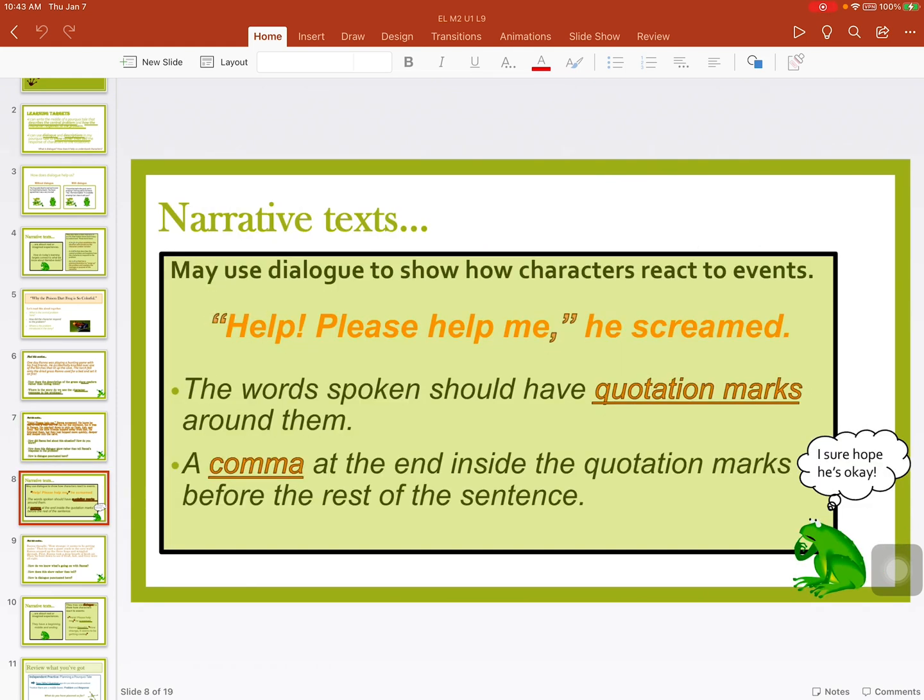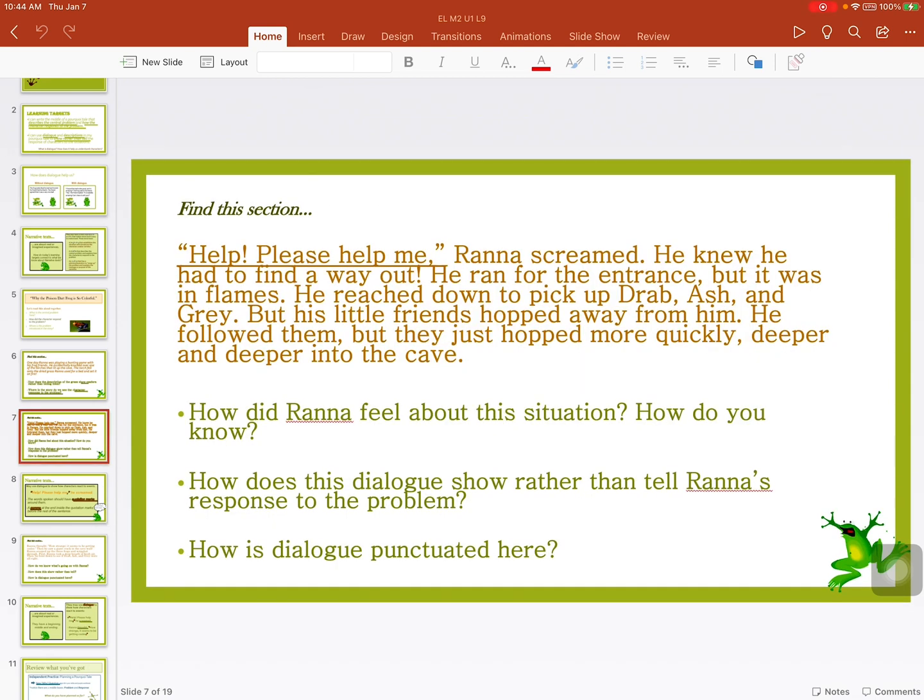Narrative text may use dialogue to show how characters react to events. "Help! Please help me," he screamed. The words spoken should have quotation marks around them. A comma at the end inside the quotation mark before the rest of the sentence. So if it's not a complete thought or there's more, you put a comma. Sometimes you might see a period or an exclamation mark or a question mark there too.